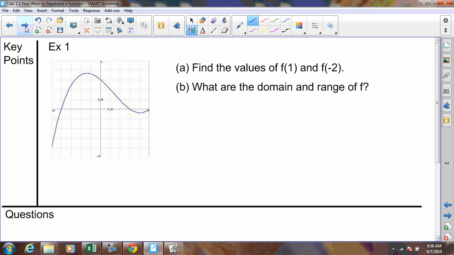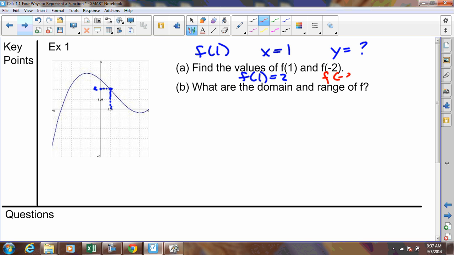Starting off, example 1. Find the values of f of 1 and f of negative 2. Okay, remember what f of 1 means. That means you plug in x equals 1, and you get out what y value? Well, fairly straightforward. We can go to x equals 1, come straight up, until it intersects the graph, comes over. That is a height of 2, so we get f of 1 equals 2.